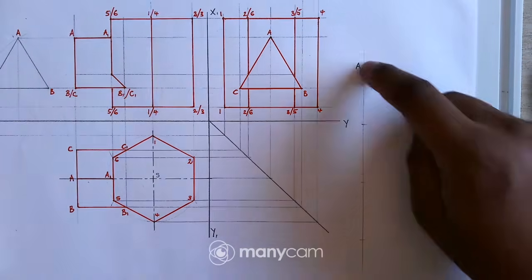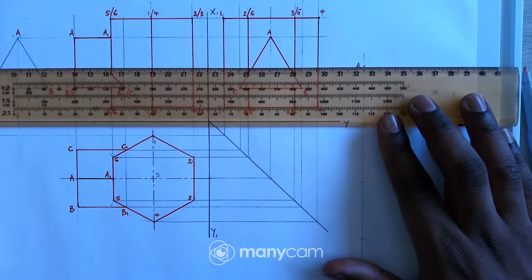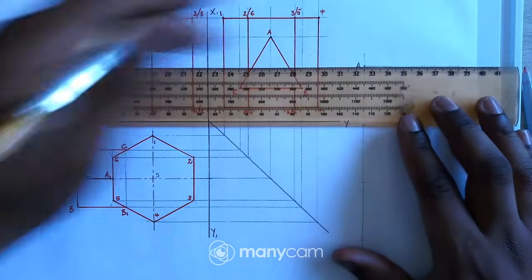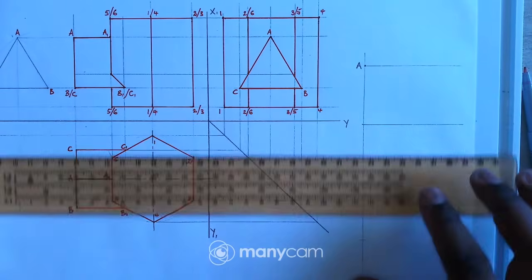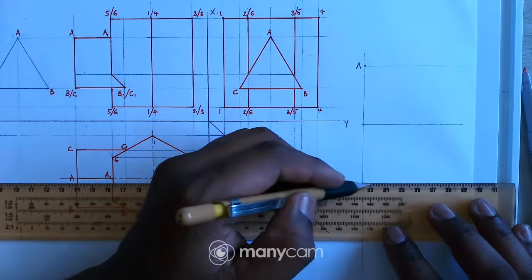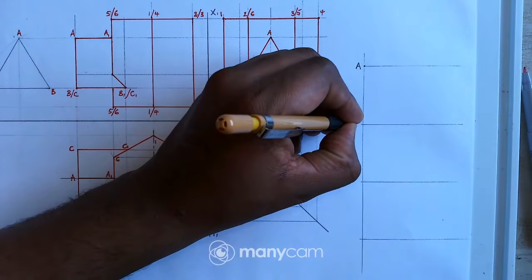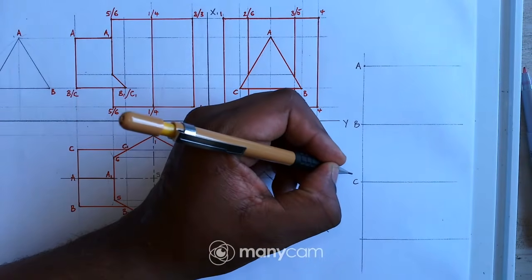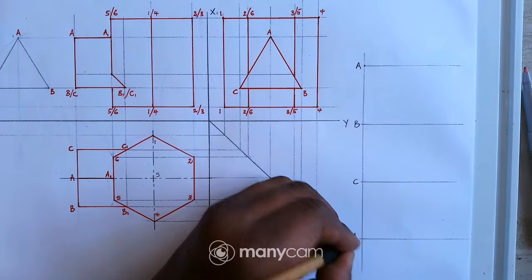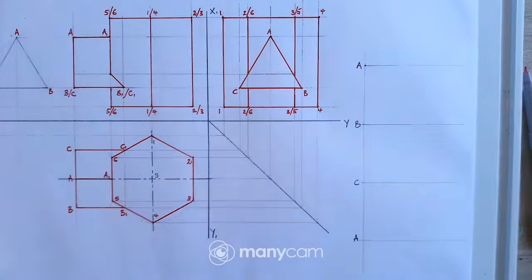Then from those points I can just draw construction lines there, the folding lines. So I have to draw that in like that. Then remember I have B there, C, and back to A. So I must have 2 A's there because of the seam.